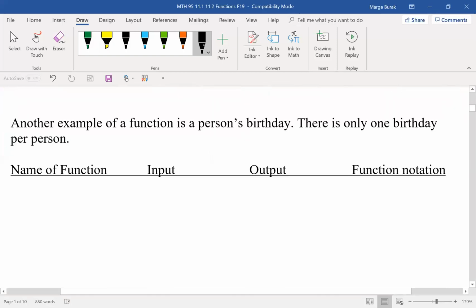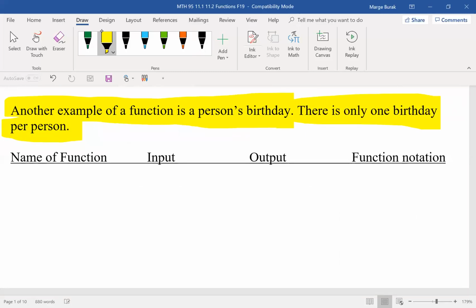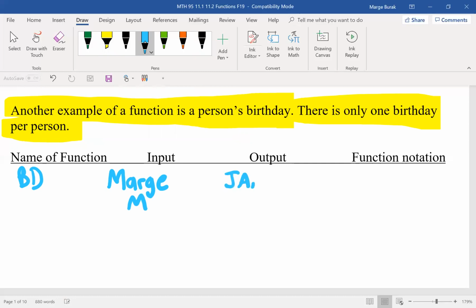Let's try a different one. All right, how about a person's birthday? There is only one birthday per person. So let's call this function BD for birthday. Input is going to be Marge, and it's going to be M. And output is, my birthday is January 21st. So I'll do 1/21. Okay, so function notation would be birthday of Marge equals 1/21.